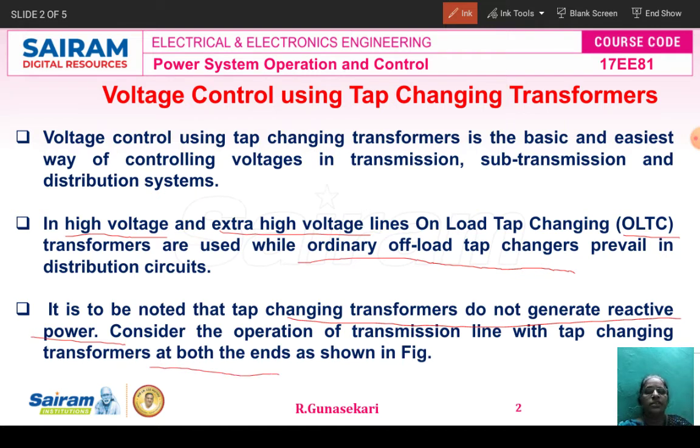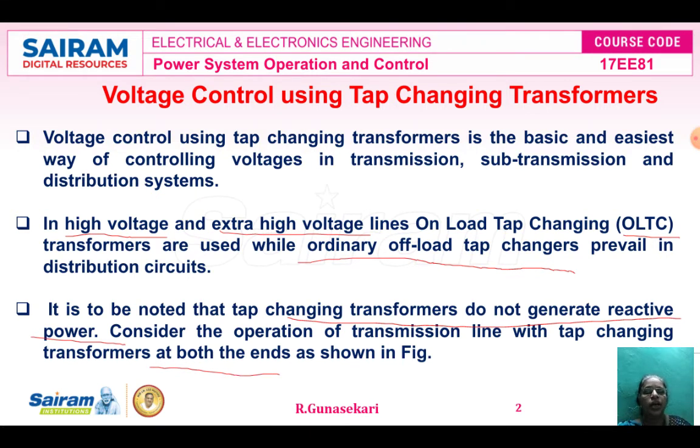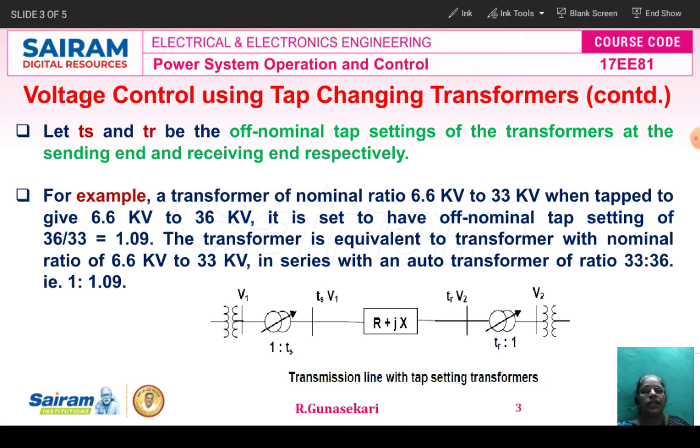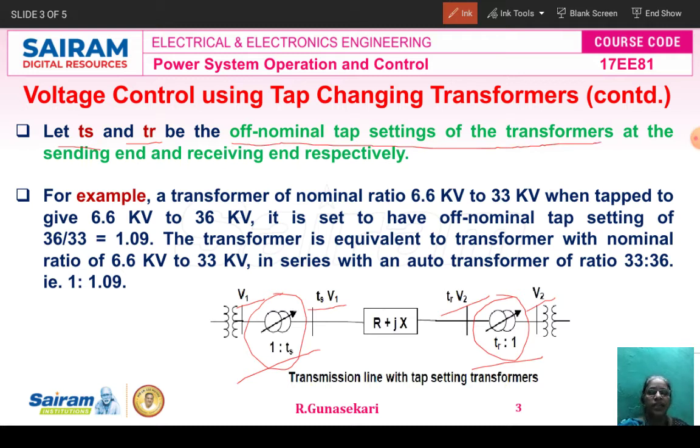at both ends, the receiving end as well as the sending end. Now you see the circuit diagram. This is the transmission line with the tap setting transformers, that is, the tap changing. You see the indication of the tap setting at both ends. This is the sending end, this is the receiving end. V1 is the sending end voltage, V2 is the receiving end voltage, but the actual voltages are TS times V1 and TR times V2, where TS and TR are the off-nominal tap settings of the transformers at the sending end and the receiving end respectively.